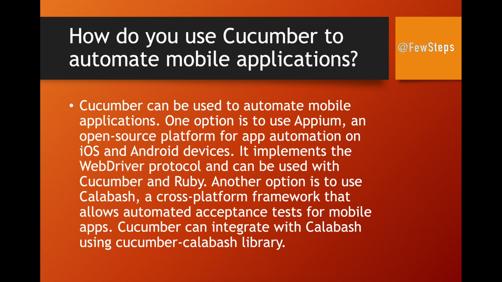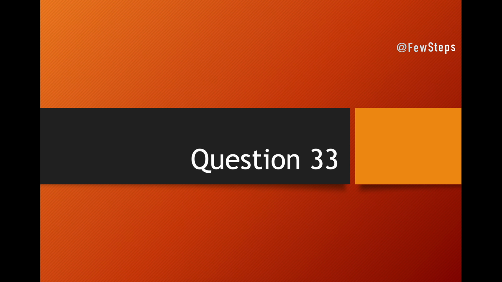Question 32. How do you use Cucumber to automate mobile applications? Cucumber can be used to automate mobile applications. One option is to use Appium, an open-source platform for app automation on iOS and Android devices. It implements the WebDriver protocol and can be used with Cucumber in Ruby. Another option is to use Calabash, a cross-platform framework that allows automated acceptance tests for mobile apps. Cucumber can integrate with Calabash using the Cucumber Calabash library.